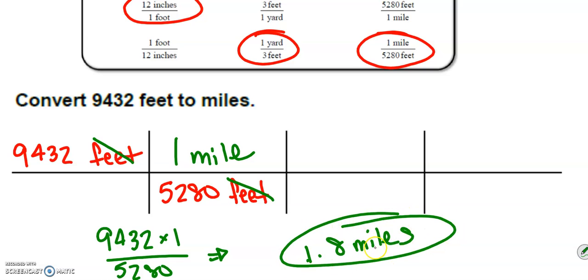And if I think about it, that makes sense. If 5,280 feet is the same thing as 1 mile, well, 5,280 feet is just over 10,000 feet, and this is just under 10,000. So 2 miles is going to be more than 10,000, and this is 1.8. So it makes sense when I look at it and think about it that way.